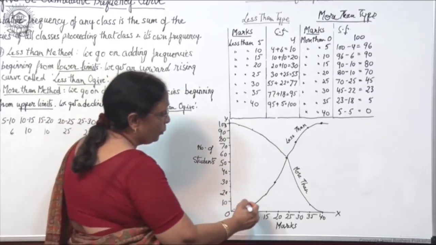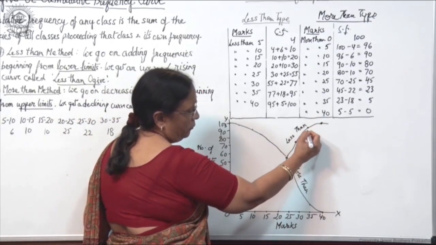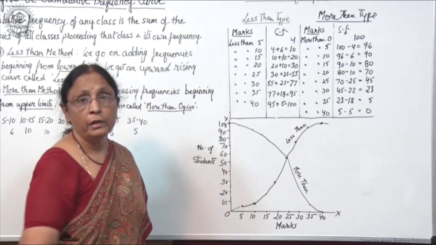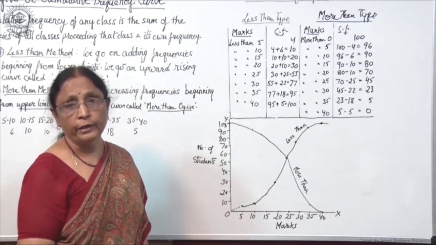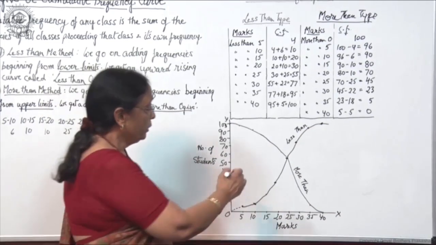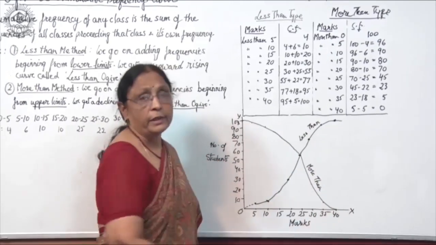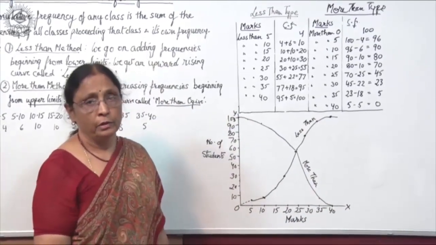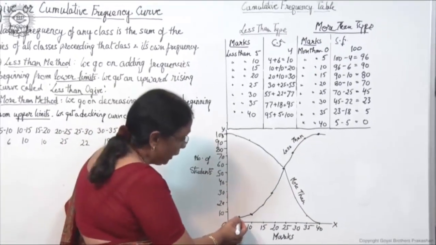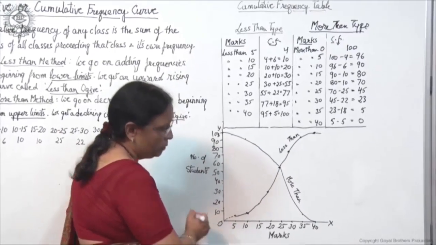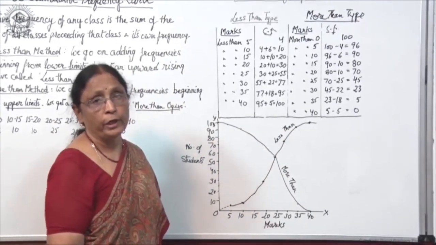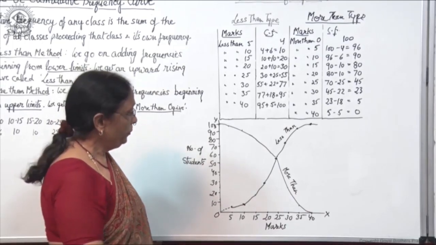And first we will plot the points and then we will join the points with a freehand curve. This curve will give you the less than ogive, and the lower end will join the axis by a dotted line. Clear?